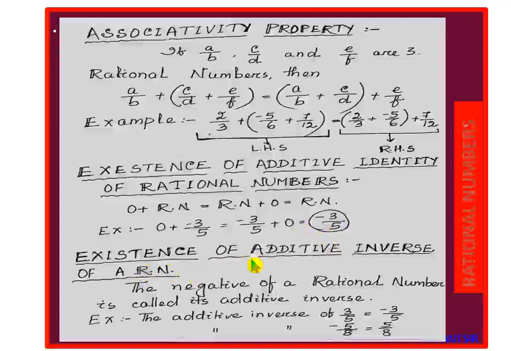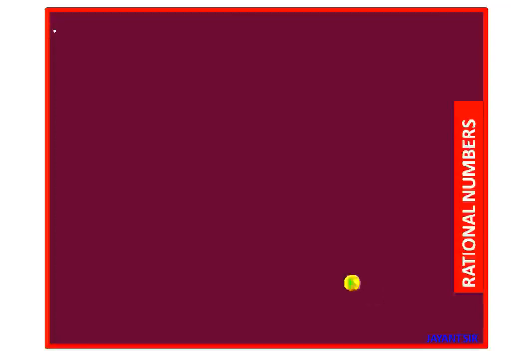Next, the existence of the additive inverse of a rational number. The negative of a rational number is called its additive inverse. For example, the additive inverse of 3 by 5 will be minus 3 by 5. The additive inverse of minus 5 by 8 will be 5 by 8, positive.